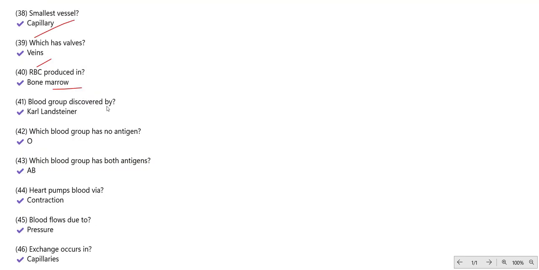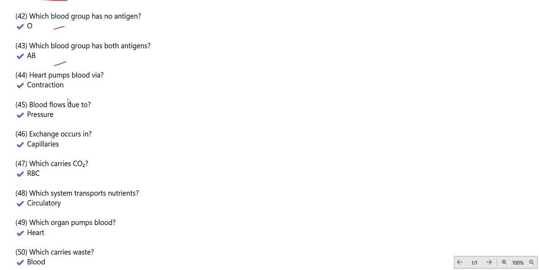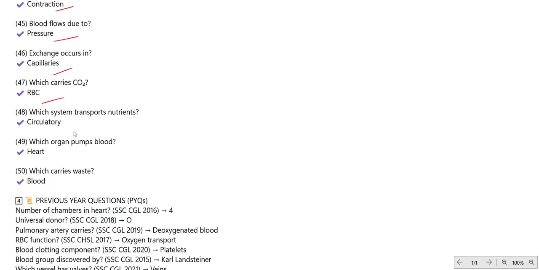Blood group discovered by Carl Landsteiner. Which blood group has no antigen? That is O. Which blood group has both antigens? AB. Heart pumps blood via contraction. Blood flows due to pressure. Exchange occurs in capillaries. Which carries the carbon dioxide? That is RBC. Which system transports the nutrients? That is circulatory system. Which organ pumps the blood? Heart. Which carries the waste blood?